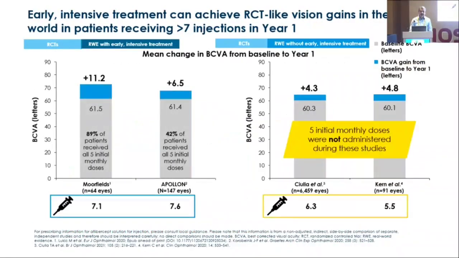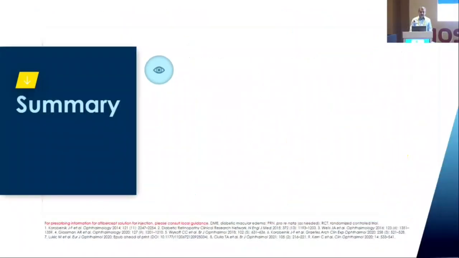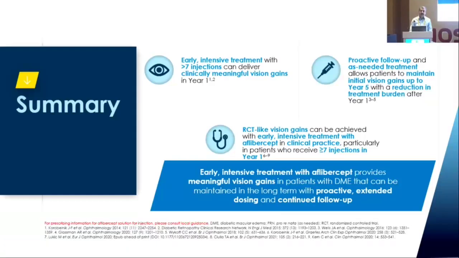And this slide shows that the randomized controlled trial experience can be obtained even in the real world with early intensive treatment. The Moorfields study shows that patients who received approximately 7 injections in year 1 gained about 11.2 ETDRS lines. The other graph shows that patients who had not received this had very poor gains. So in summary, early intensive treatment with 7 or more injections in the first year can deliver clinically meaningful visual gains equivalent to randomized controlled trials.